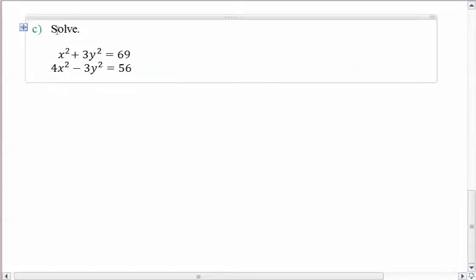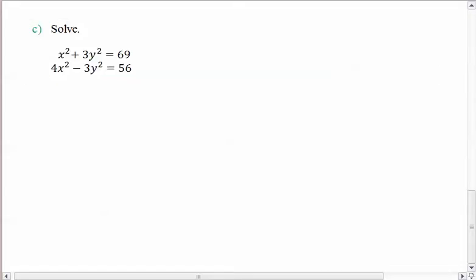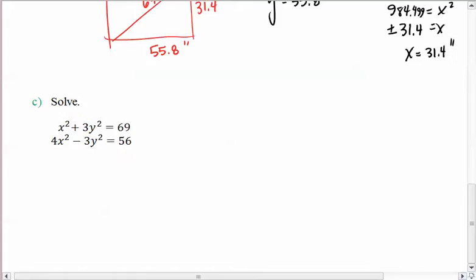So here we go. It says to solve, and this one is actually kind of nice in that we have like terms. These are like terms here. So I'm going to leave them just like they are, and I'm going to use elimination to solve the system.